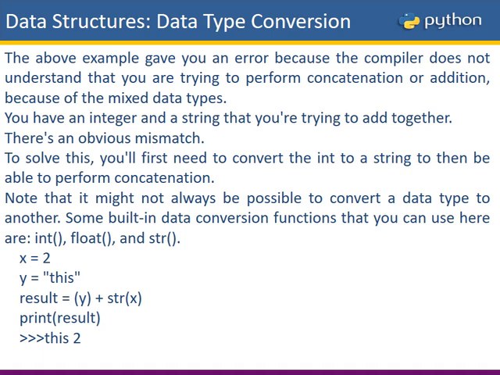We want to concatenate two values together: y plus str of the integer value. We want to convert this to a string with str. So we print the result, and we have these two. It has converted the integer to a string, and performed concatenation on the two values.